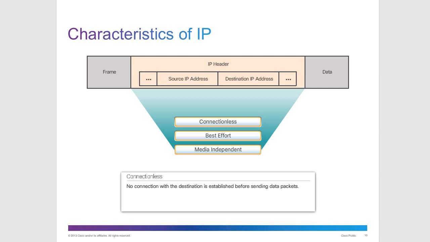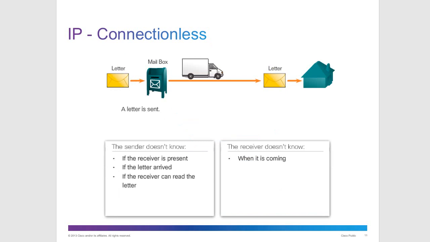So you've got the sender doesn't know if the receiver is present, if the letter arrived, if the receiver can even read the letter. The receiver doesn't know when it's coming. So as the sender, I'm not even sure if this person has moved, if they're there.